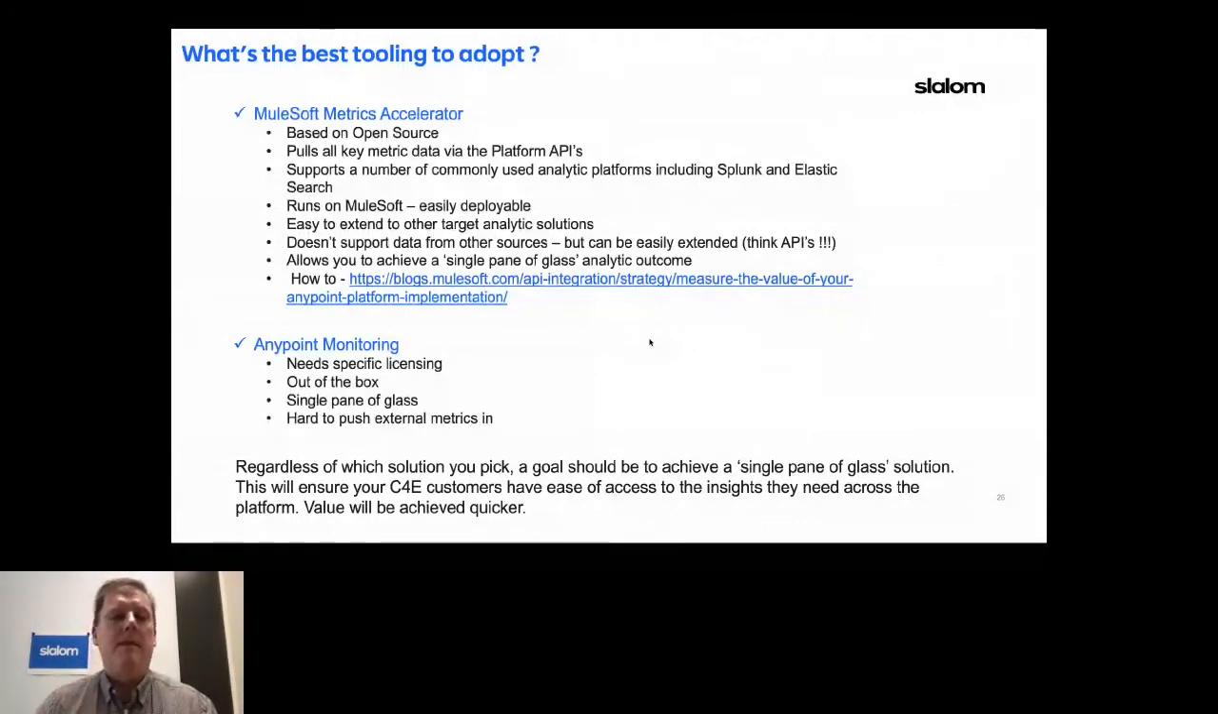But here's a couple of examples of what you can do, such as endpoint monitoring, which has lots of capabilities in it, but it is limited to what's just in MuleSoft. But there's also the metrics accelerator, which if you're not aware of that, I definitely recommend you have a look at that, because it provides a great way to extend the reach of MuleSoft into other monitoring environments that customers might already be using. And it helps you achieve that single pane of glass outcome, which is what you're ultimately looking for.